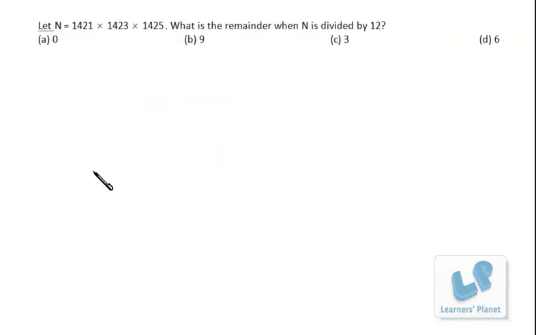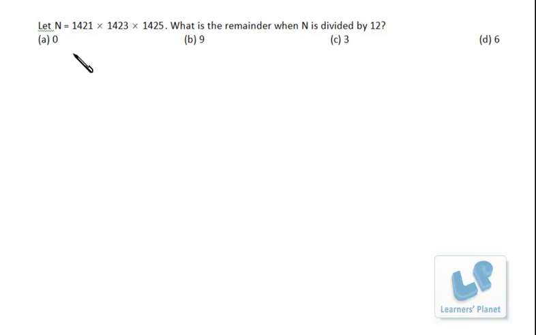Now let's try this problem. Here n is 1421 into 1423 into 1425. What is the remainder when n is divided by 12? Friends, you might have attended my number system session in which I have discussed this sort of problem in detail. So here I won't be taking much of your time to explain it. I'll be very fast.